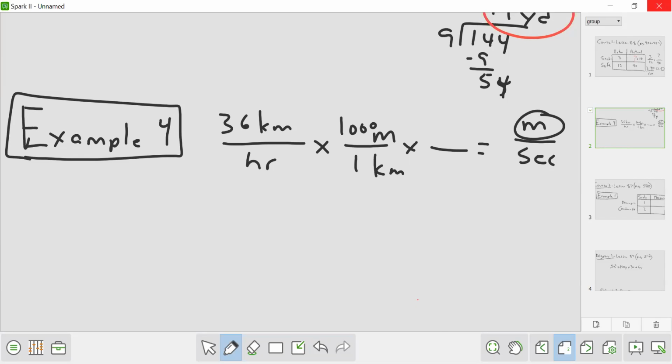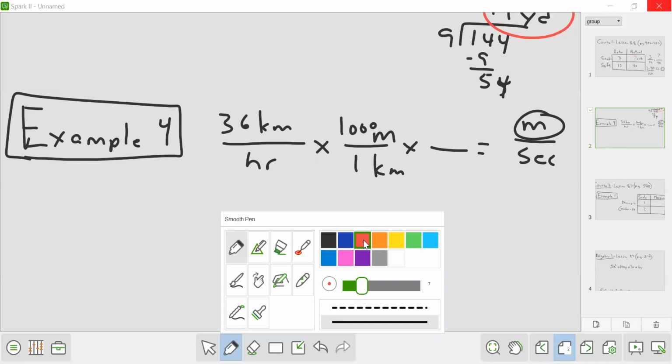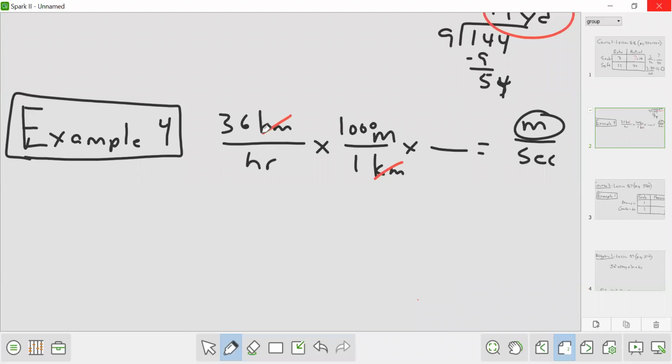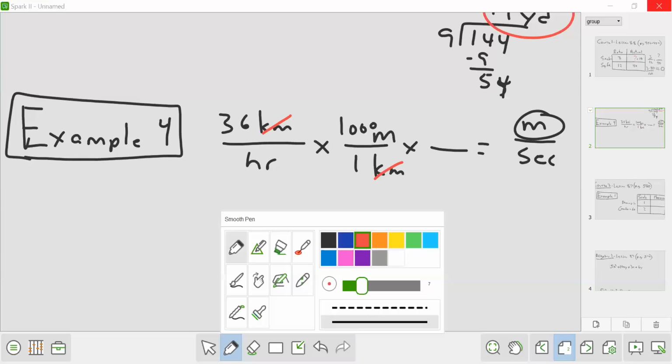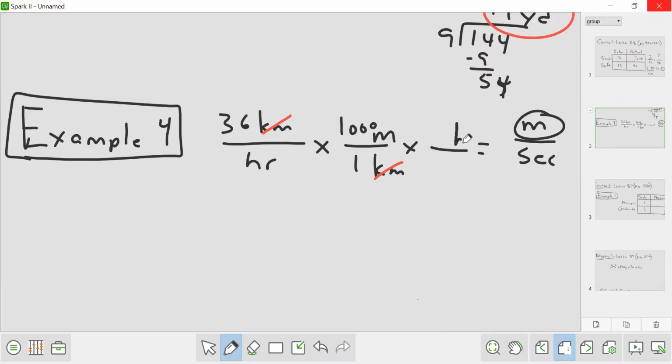So now I will be able to cross cancel the kilometer symbol out on both of those, and just have the meters, which is what I want. But the next thing is, how do I get rid of that hours? I want to be able to cross cancel the hours, so I have to put it on top because hours is on the bottom, and change it to seconds. Well, how many seconds are in an hour? Is that what they want? They want per second?